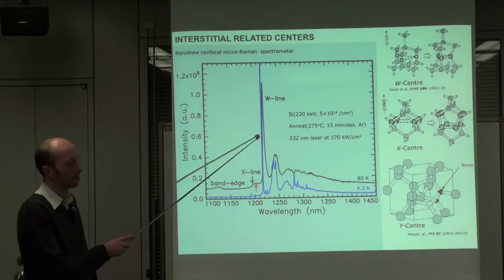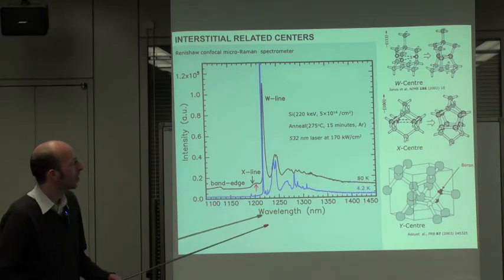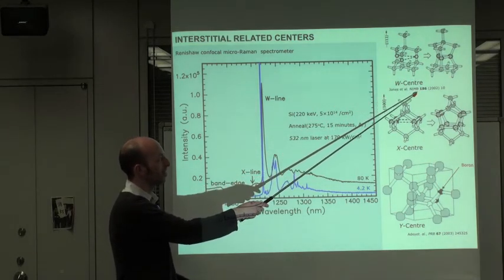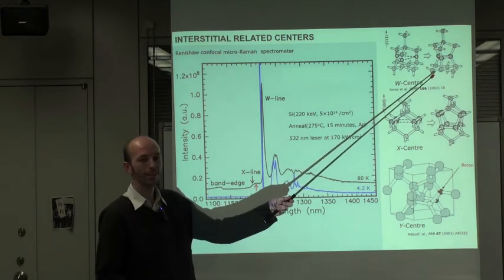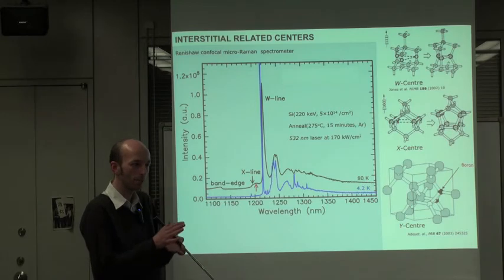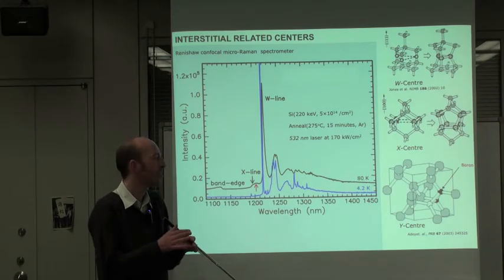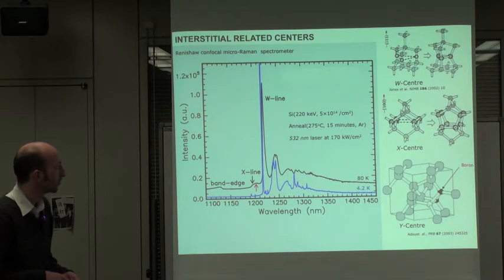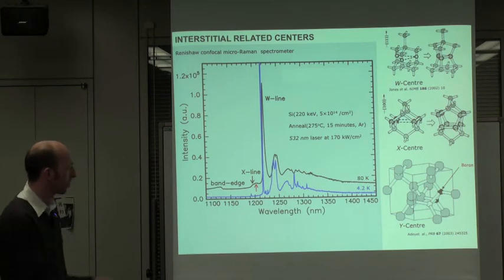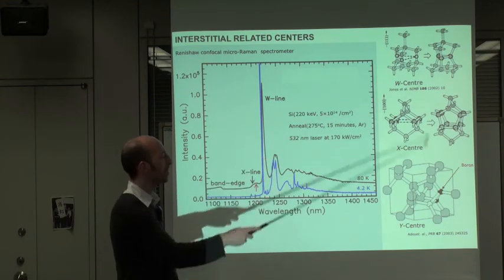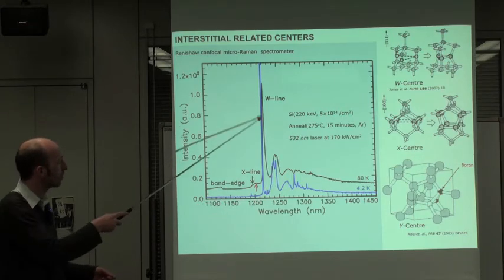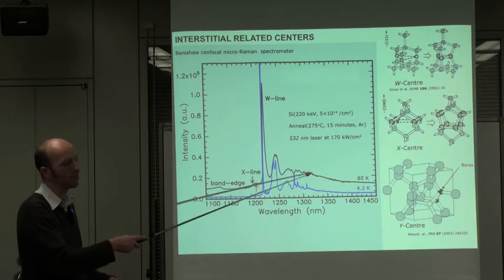So we've actually looked at what's known as the W line. It's now supposed that it's a 3 interstitial cluster. This was determined by its behavior under pressure. There's also an X center, which is a 4 interstitial cluster, and the Y center, which is similar to the W center, but it has boron in it as well. So you have this zero phonon line as well as the phonon replicas.